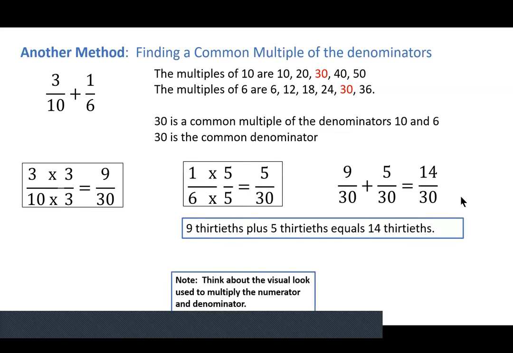I'm going to show you something that I think is really important, and it's actually from my teaching years ago: to think about the visual look used to multiply the numerator and denominator. You'll see what I mean by visual look. It's when you write it or when students write it. So I see it like this. I'm just talking about what it looks like when you multiply. So do we put 3 over 3 and do 3 times 3 equals 9 and 10 times 3, but put that 3 over 3 like a fraction?